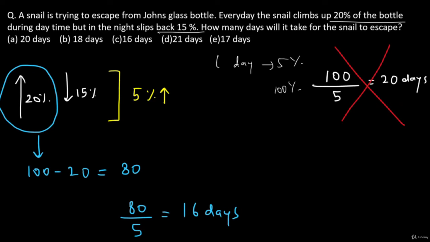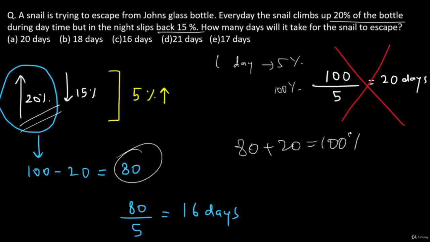Now on the 17th day, what happens? On the 17th day, the snail will move 20% up, right? It has already reached 80%, and 80 plus 20 is equal to 100%. That is, it comes out of the bottle. It no longer slips back. Therefore, the correct answer to this question is 16 plus 1, which is equal to 17 days.